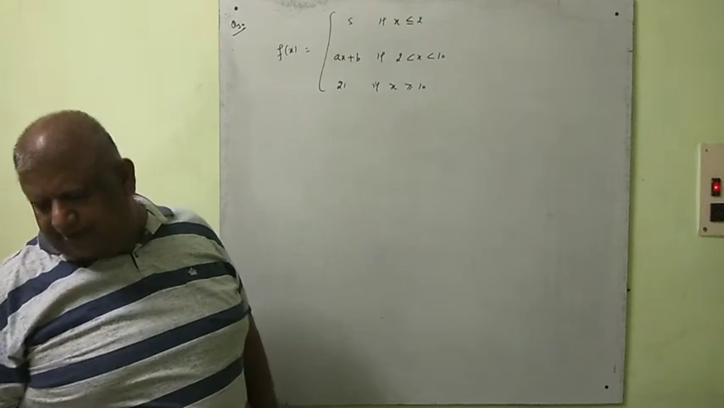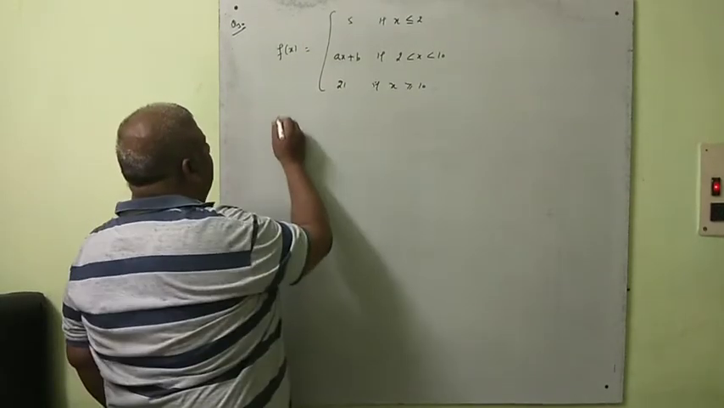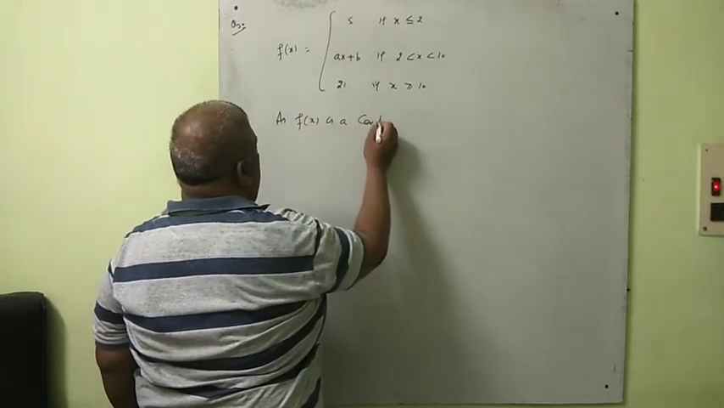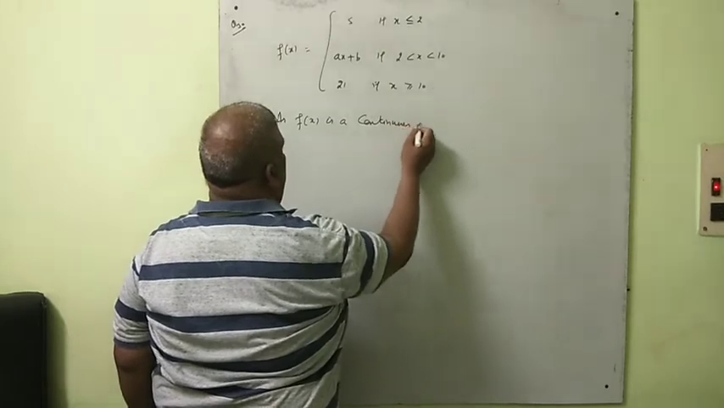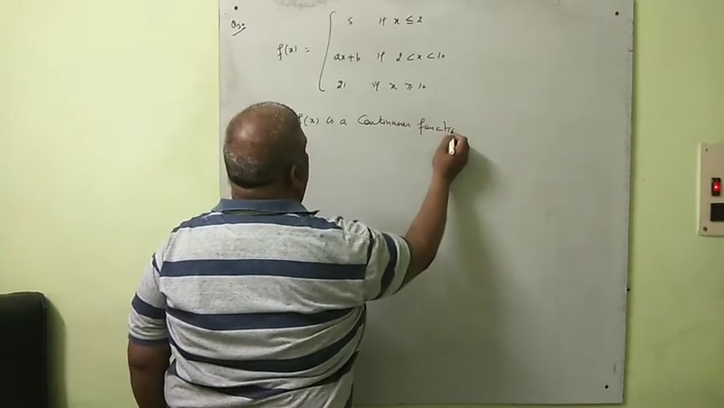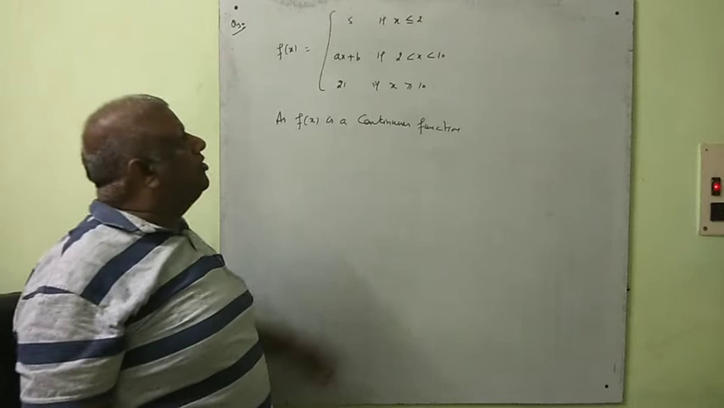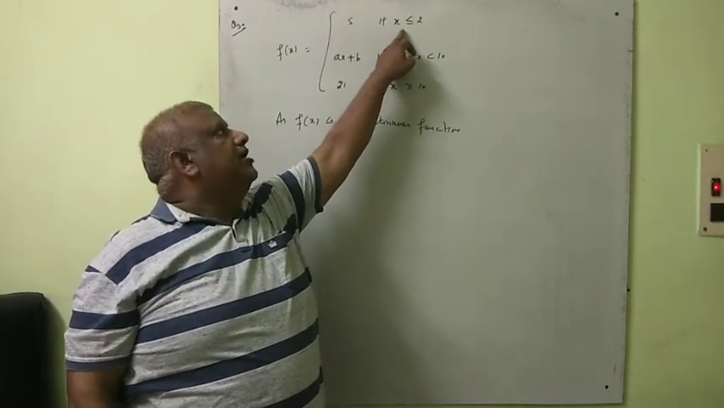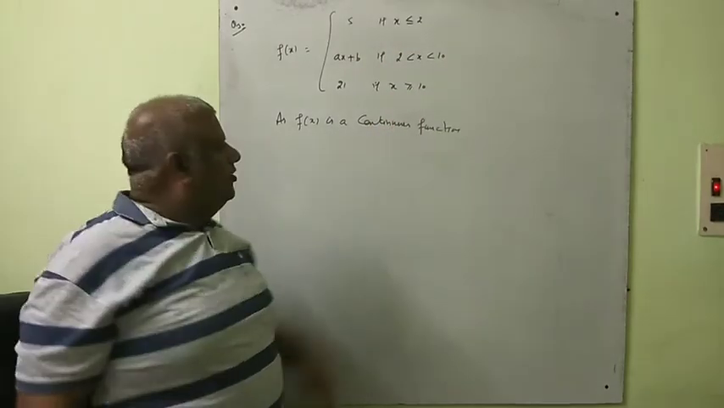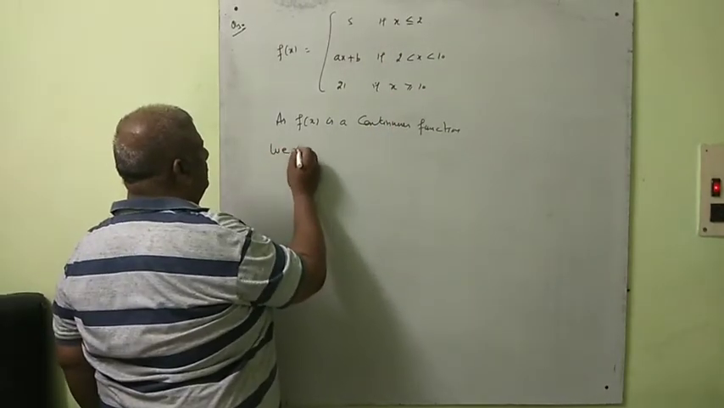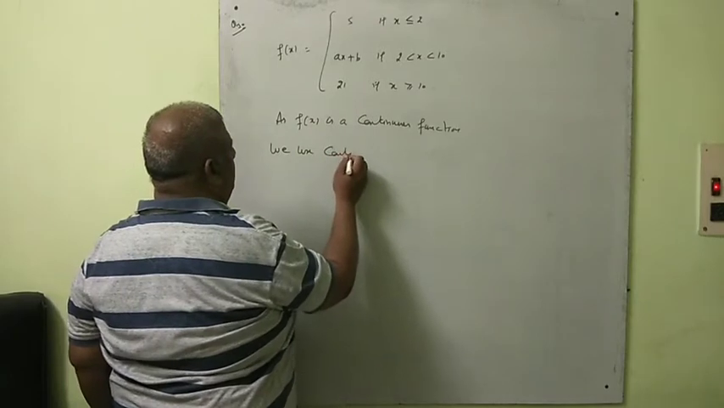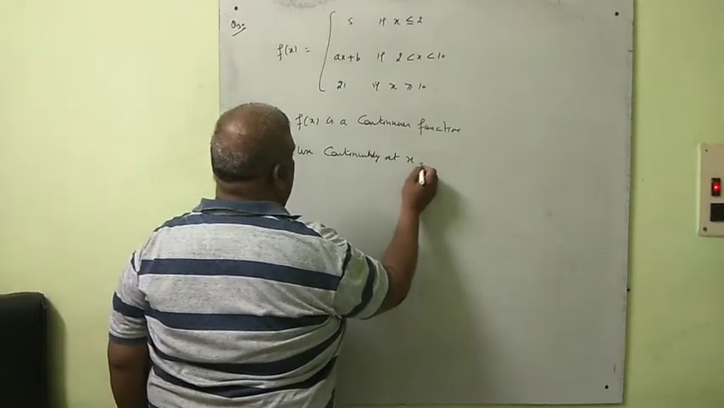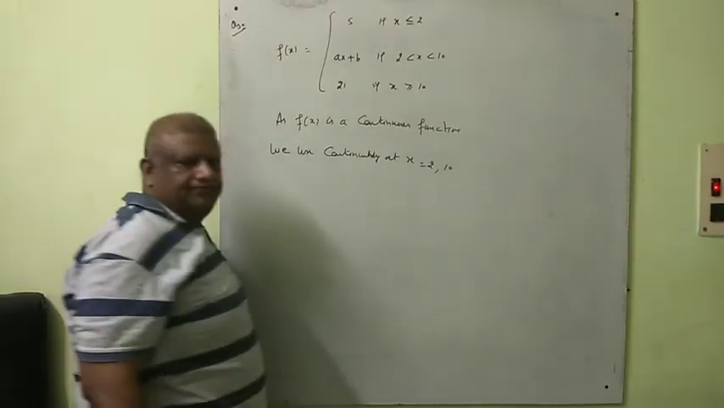f(x) is a continuous function. Continuous function means it is continuous for all real values. We use here breaking points. Breaking points are 2 and 10. We use continuity at x equal to 2 and 10.